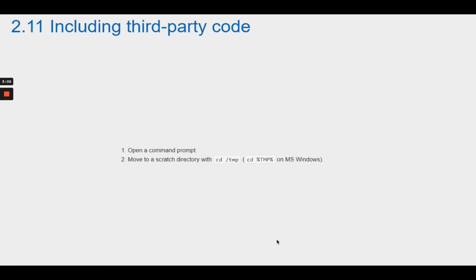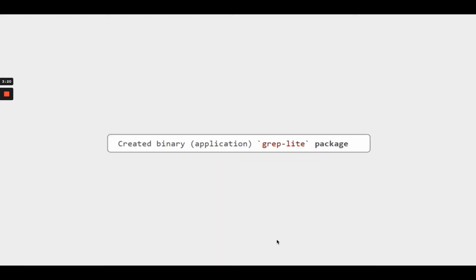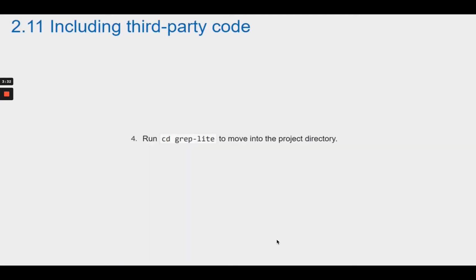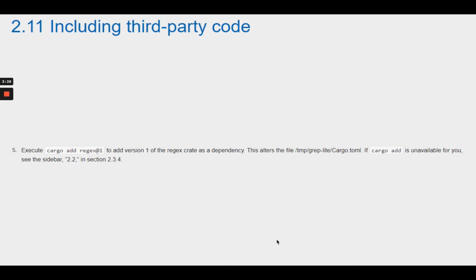Follow these instructions. 1. Open a command prompt. 2. Move to a scratch directory with cd /tmp, cd %tmp% on MS Windows. 3. Run cargo new grep-lite --vcs none. It produces a short confirmation message. 4. Run cd grep-lite to move into the project directory. 5. Execute cargo add regex@1 to add version 1 of the regex crate as a dependency.